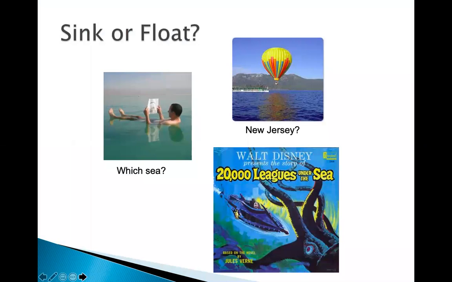In one of the seas, people can actually float on top of water. You can read newspapers or magazines without any flotation devices. Okay, what is that place? Yes, it's the Dead Sea.